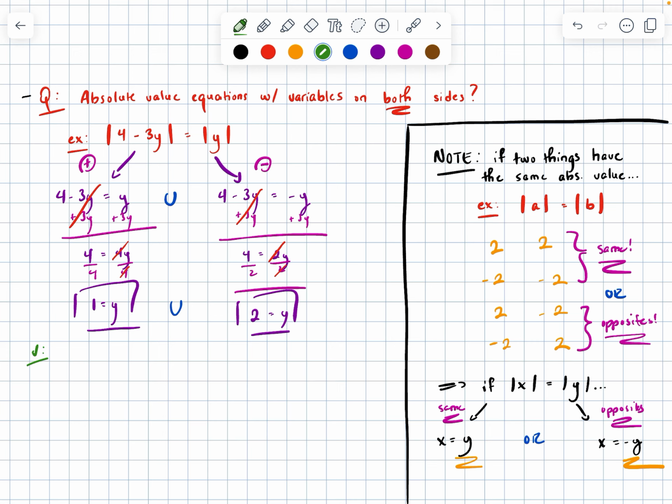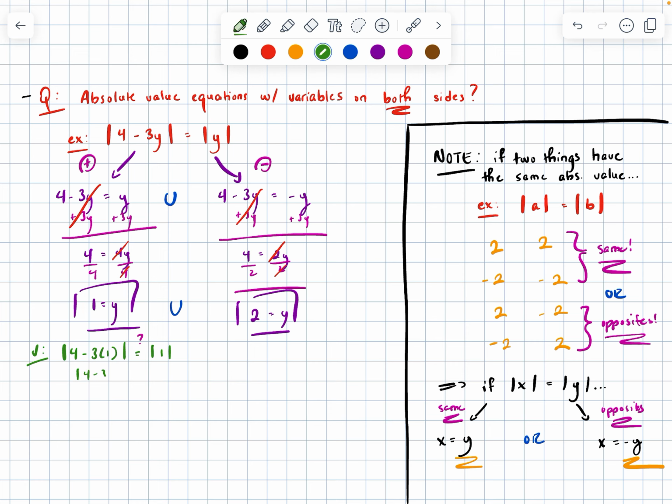Just to make sure that this idea works for us, let's check. Why not? We haven't checked in a while. To check my work, well, in this case, if I want to check that a number is a solution, I should substitute back into my original equation. So let's take 4 minus 3. Every time I see a y, I'm going to replace it with a 1. And then I want to ask myself, is the left side actually equal to the right?